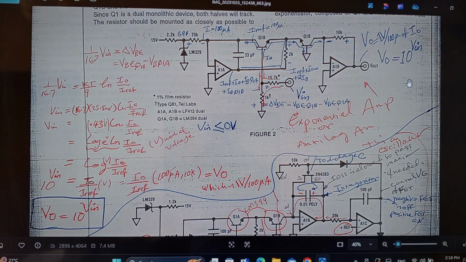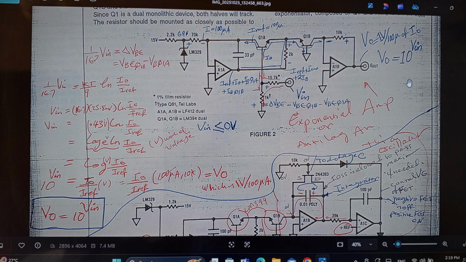Based on the equation, delta VBE between the two transistors equals KT over Q times the natural logarithm of IC of Q1B divided by Q1A. So that means this current will be 10 times that current. Having the current of 10 times the 0.1 milliamp means it's going to be 1 milliamp. 1 milliamp going through the 10K resistor will give you your 10 volts. So having minus 1 volt in here is giving you a plus 10 volts over there.